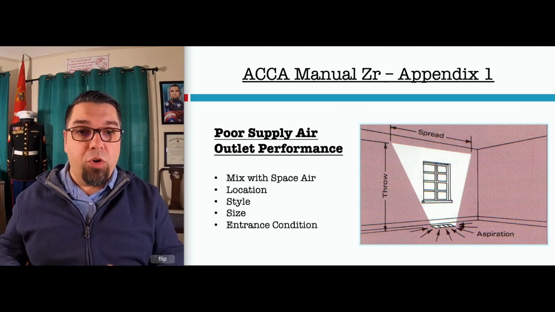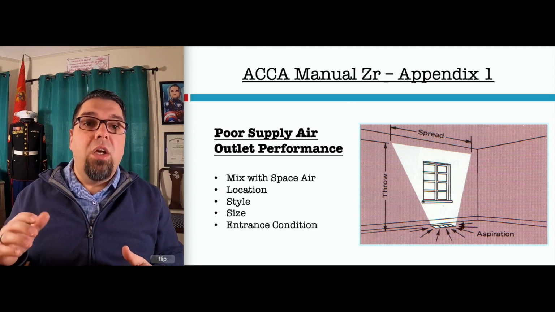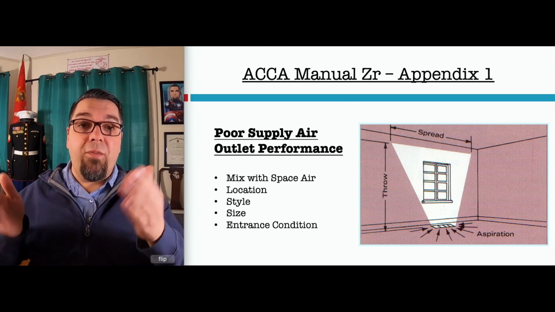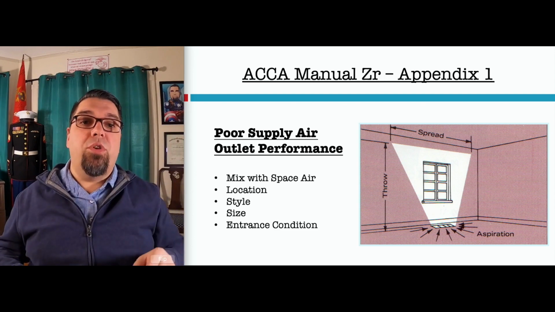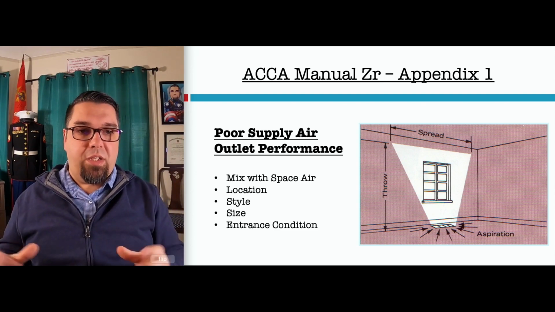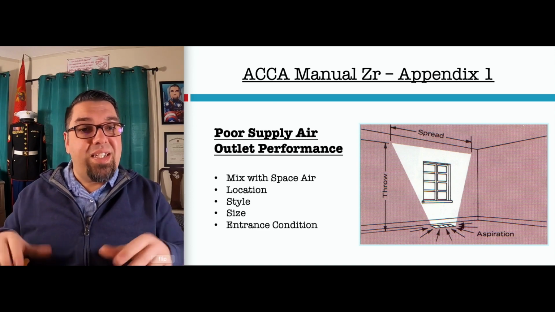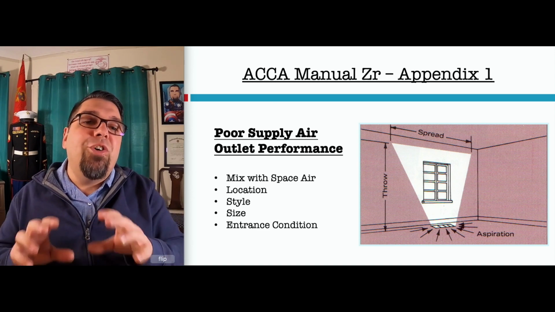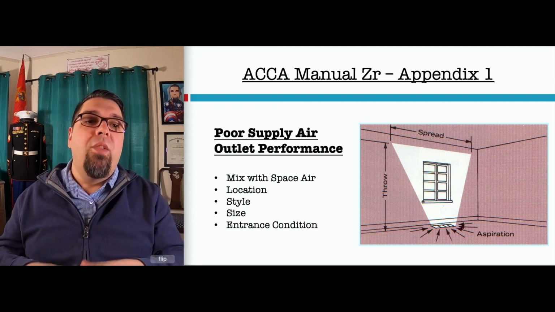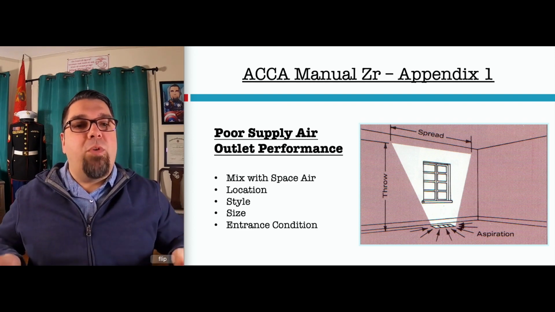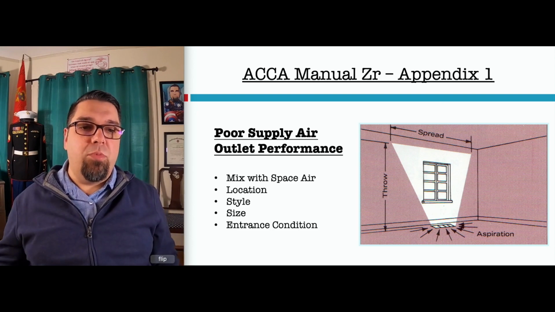So if you have a floor register and you have an 8-foot ceiling, you should make sure that throw is 8 feet in order to mix the air in the room. There's no dead spots in the space, right? So the location of the register is really important. The style and the size is really important. Style not meaning it looks good, but the style is the throw, the spread, and what's gonna happen with aspiration in order to mix the air in the room with stratification.